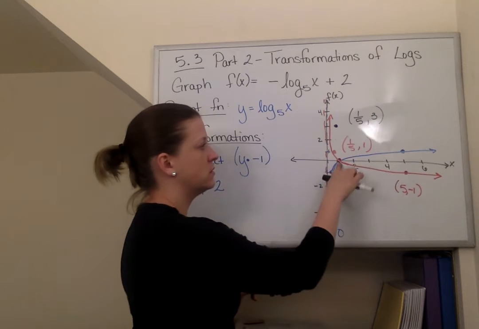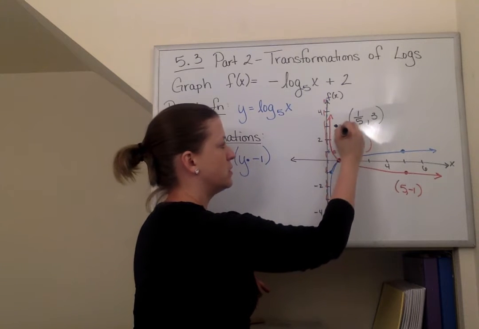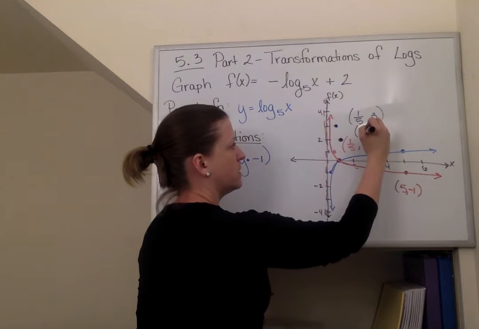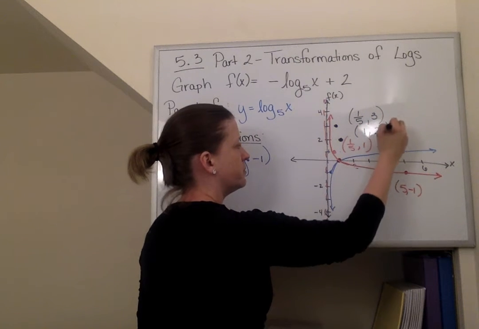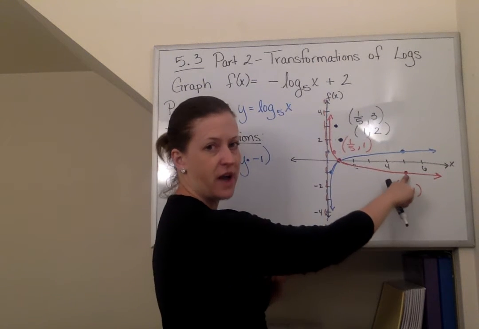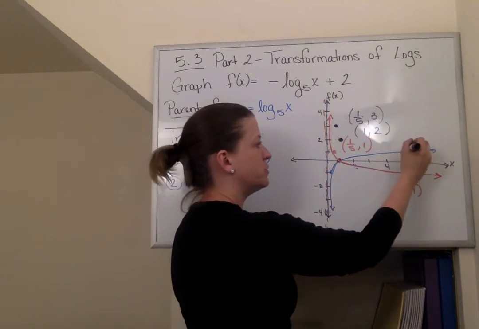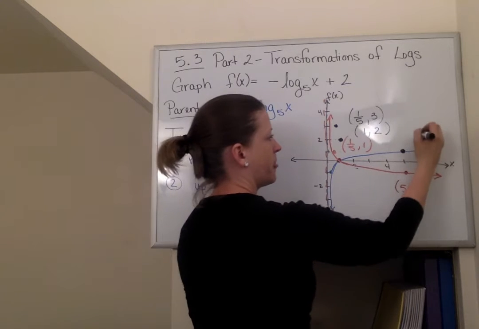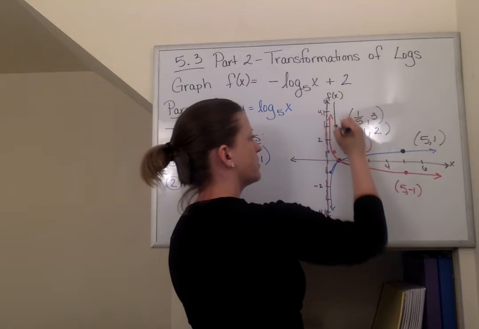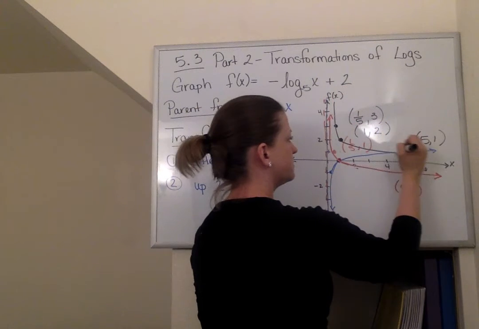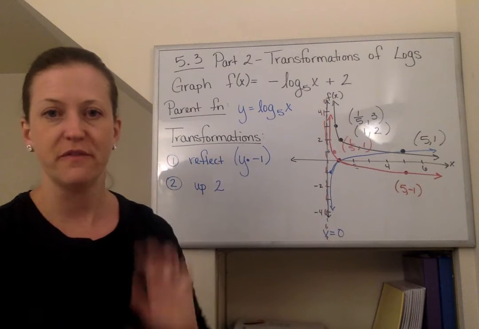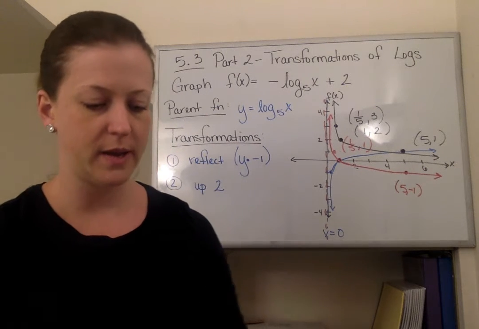1, 0 up 1, 2 will now be 1, 2. And 5, negative 1 up 1, 2 is at 5, 1. So that black one would be my final graph, okay?